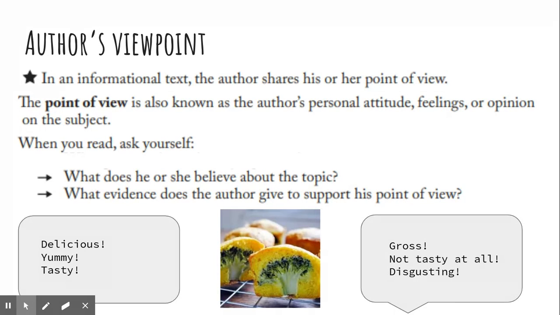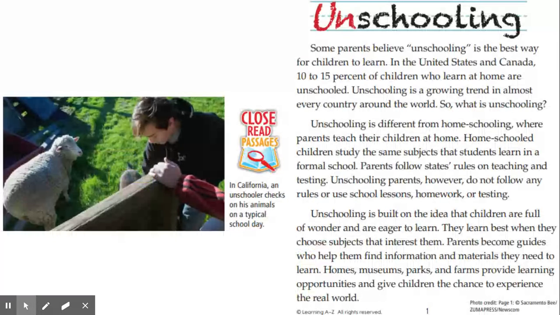Remember, we talked about this, and basically, what it's important for you to understand is that authors are just like any other human being, and they have thoughts and feelings about different topics. So while we're reading a nonfiction article, you may be able to pick up some clues on how the author feels about that topic. My example to you is broccoli cupcakes. One author may talk about how delicious they are, while another author may talk about how disgusting they are. And so it's our job as readers to be able to pick up on those clues to understand how the author feels about what they're writing about. We're going to read Unschooling, and we're going to do just that.